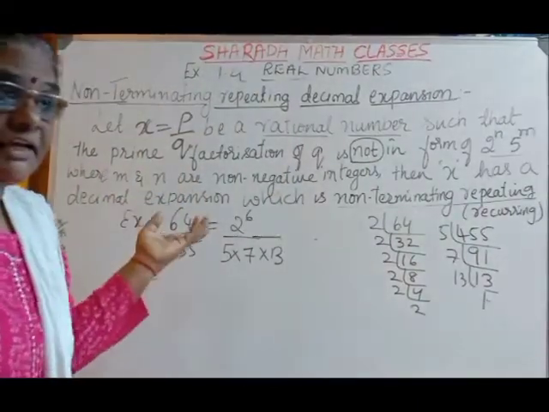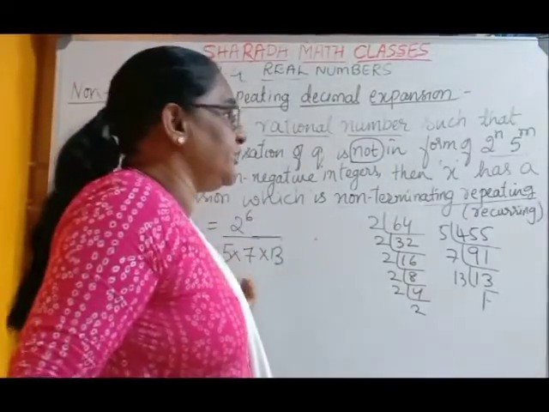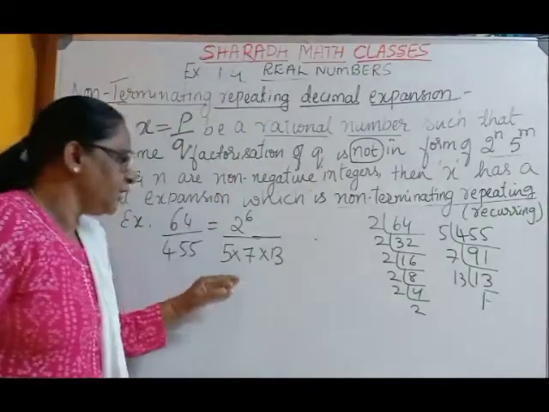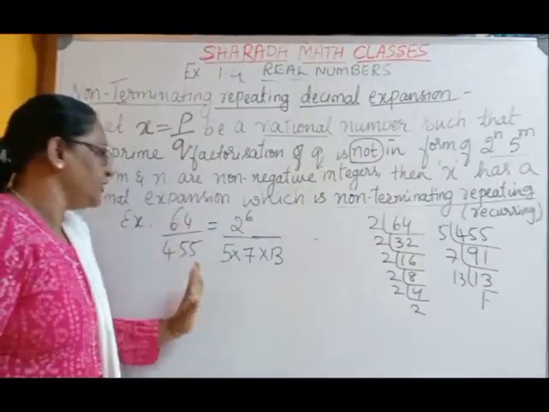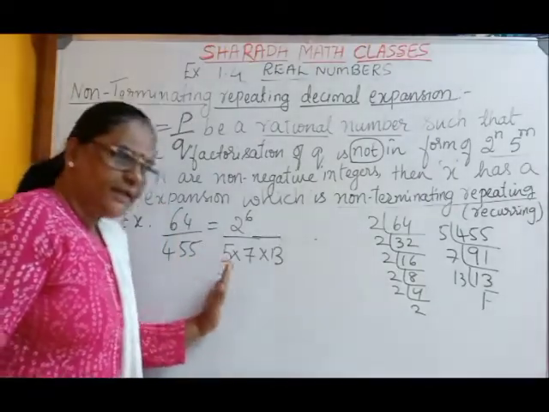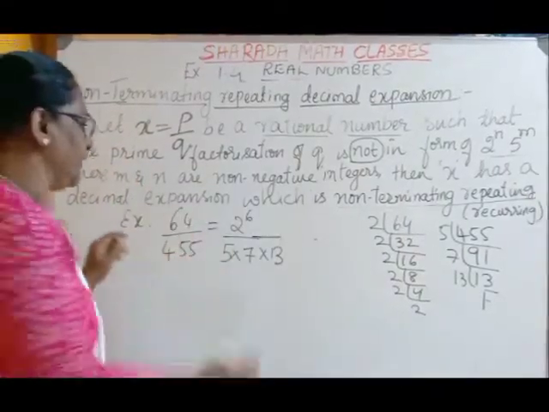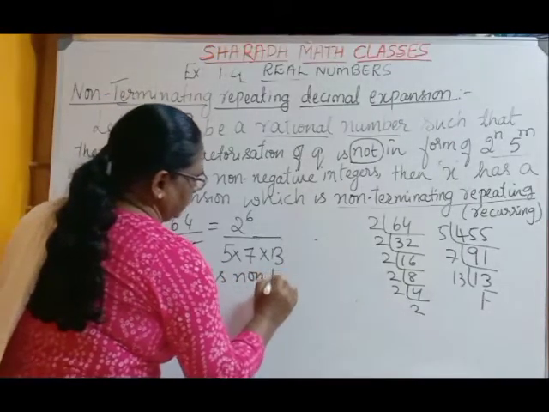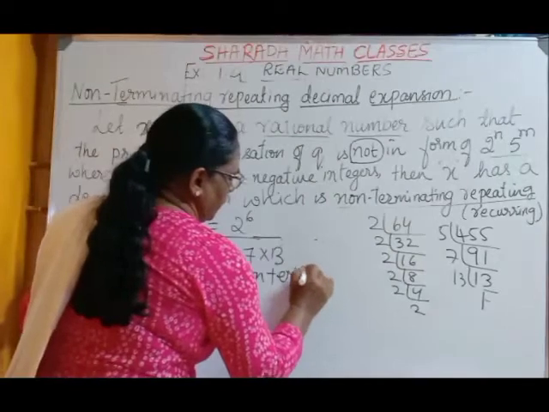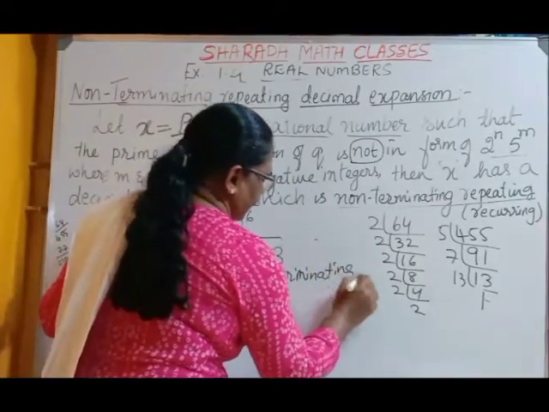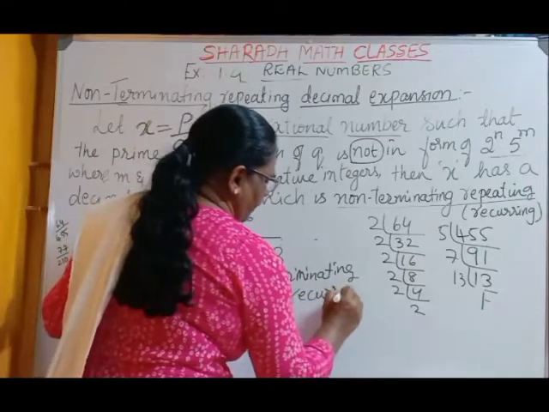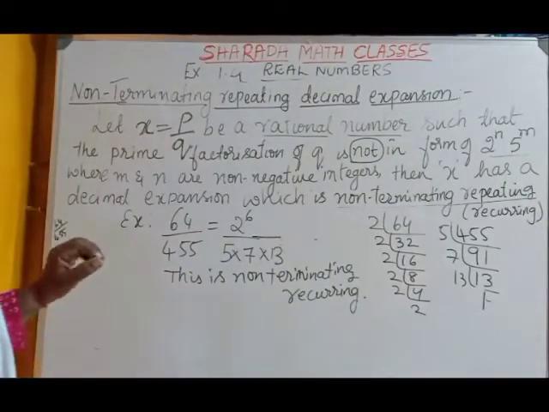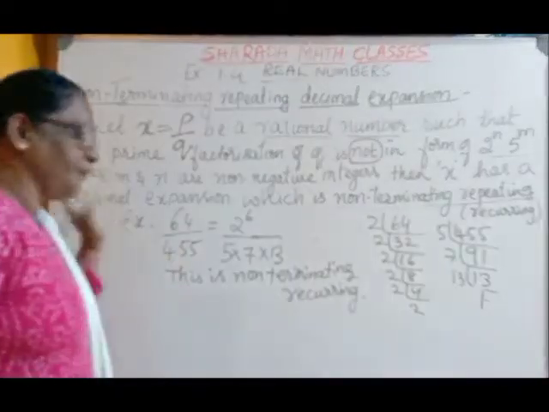See here, in the previous case, only 2 was there, so I could multiply with 5 with different powers. It is not possible here. See, in the denominator you don't have 2 at all. Therefore, this type of rational number is non-terminating recurring. This type of rational number will always be non-terminating and recurring. Okay. Once again, 64 by 455.